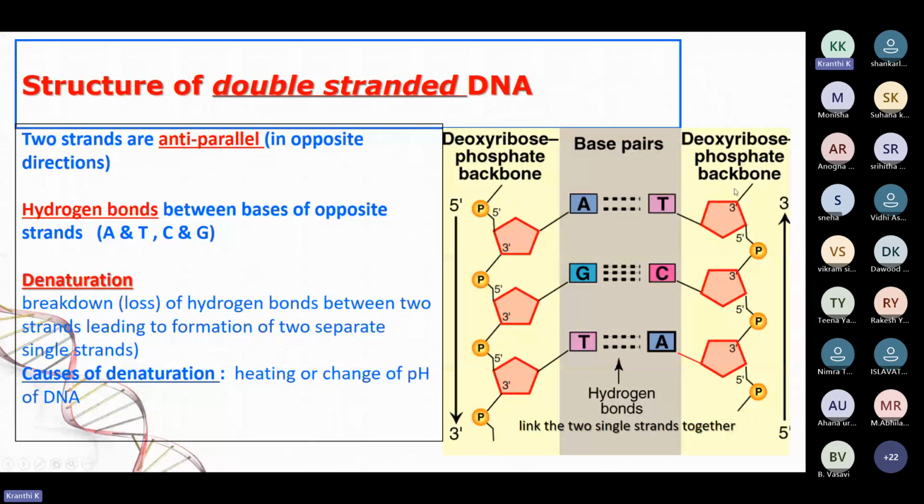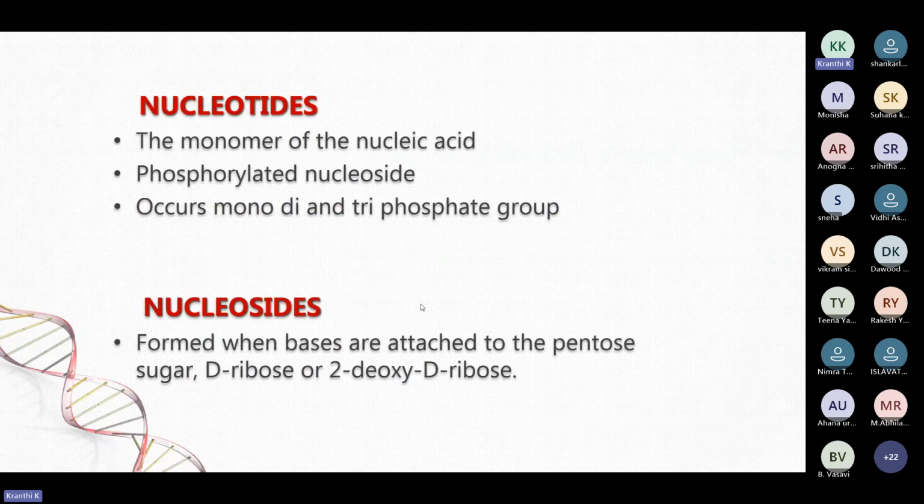It contains a backbone structure. What is the backbone? It's made up of phosphate and sugar. This is the backbone. And to the sugar, nitrogen bases were attached. So these nitrogen bases we classify into two types. One is purine, the other one is a pyrimidine.